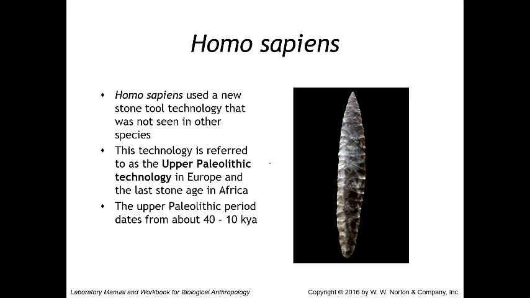This technology is referred to as the Upper Paleolithic technology. Paleolithic refers to the Stone Age. Upper is the most recent in a series of 3 Stone Age periods: the lower, the middle, the upper. So the Upper Paleolithic, when you put that together, translates to Late Stone Age. In Africa, the corresponding cultural period is referred to by this latter alternate name, the Late Stone Age. So Upper Paleolithic, Late Stone Age, you can go back and forth with those two.